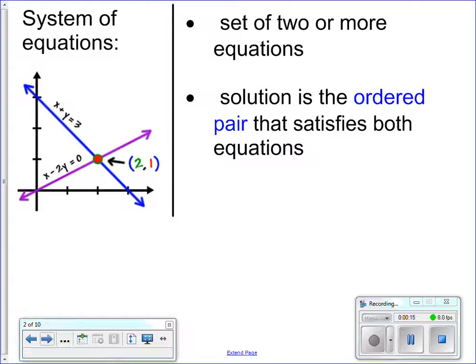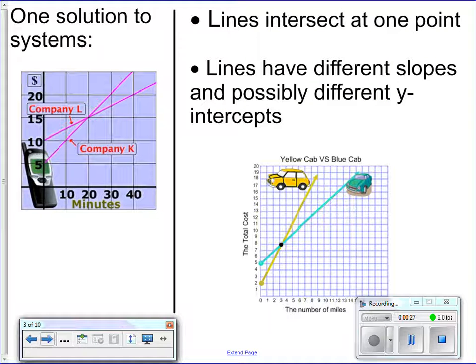So systems of equations just means that we have a set of two or more equations and that the solution is the ordered pair that satisfies both of the equations. So if there's one solution, on the graph it means that the lines intersect at one point. So the lines have different slopes and they possibly have different y-intercepts. The only time the y-intercept would be the same is if that is your point of intersection.